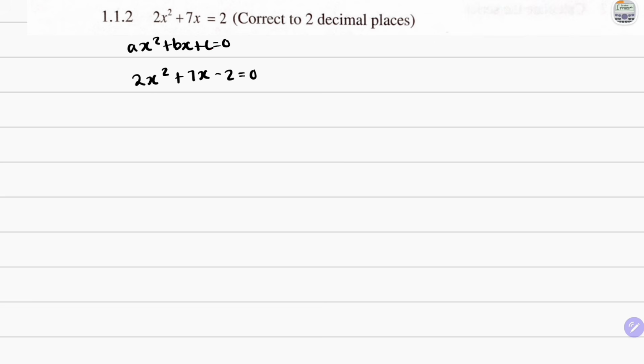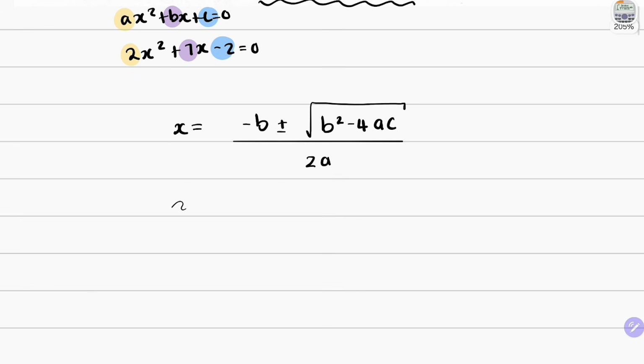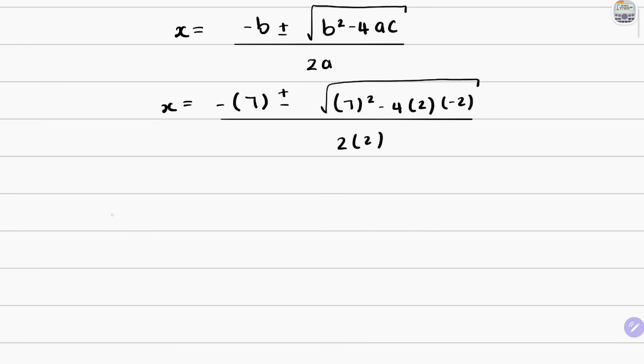Okay, and now that it's in its standard form, we can solve for x using the quadratic formula since we are going to have irrational solutions. The quadratic equation looks like this. Okay, and from this we can see that a is equal to 2, b is equal to 7, and c is equal to negative 2. So let's go ahead and substitute, and then we're going to find out what the values of x give us.